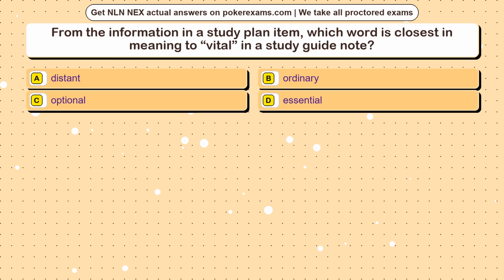Question 22. From the information in a study plan item, which word is closest in meaning to vital in a study guide note? Option A, distant. Option B, ordinary. Option C, optional. Option D, essential.